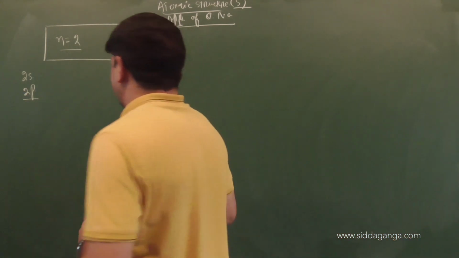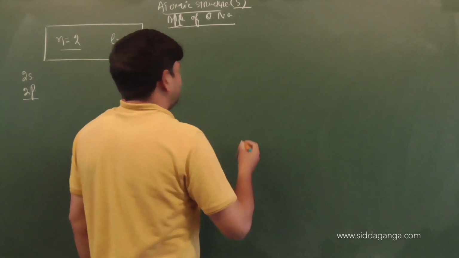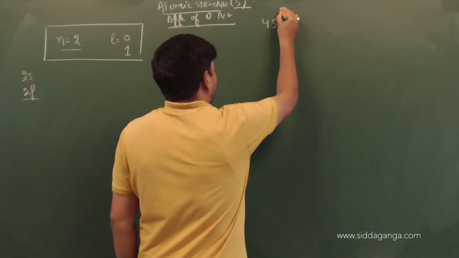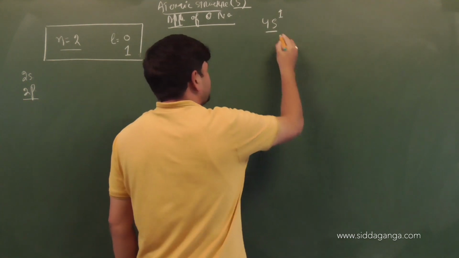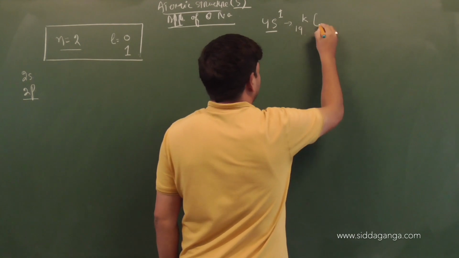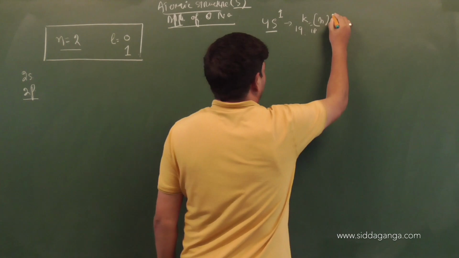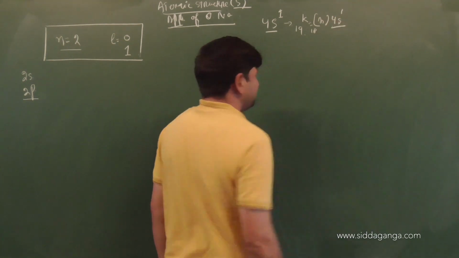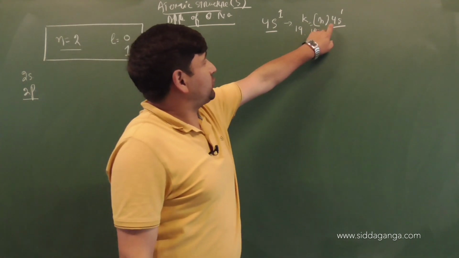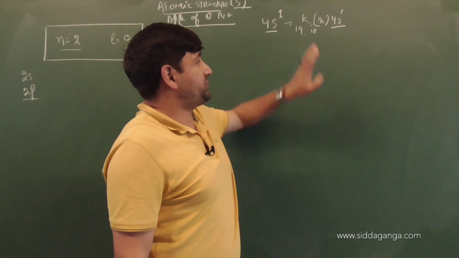Let us see this by means of one example. Say children, we have 4s1 electronic configuration. We know this is the electronic configuration of potassium. Atomic number is 19, which will be argon 18, then you will have 4s1 electronic configuration. We are asked what will be the set of quantum numbers for the outermost electron of potassium.